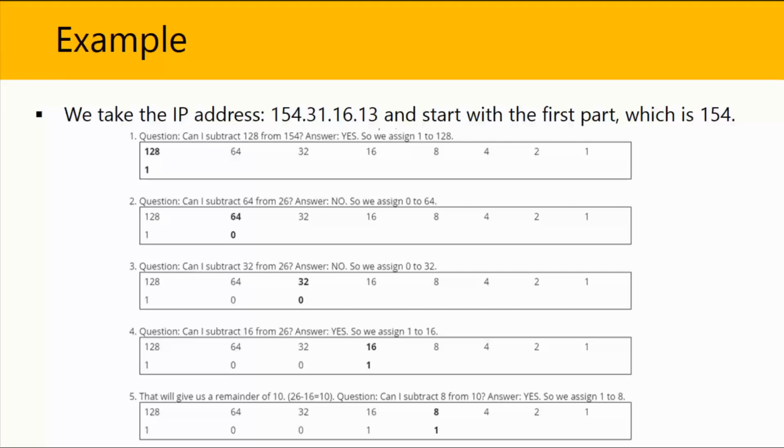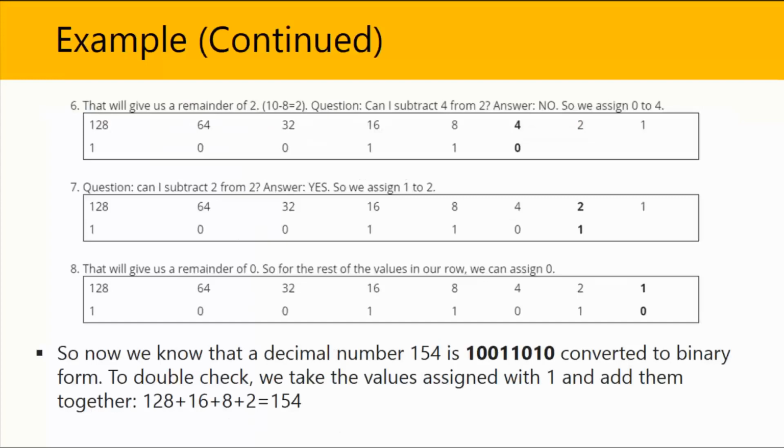For question 4, we ask, can I subtract 16 from 26? The answer is yes. So we assign 1 to 16. That gives us a remainder of 10, as 26 minus 16 is equal to 10. Next you should ask, can I subtract 8 from 10? The answer is yes. So we assign 1 to 8. Further, for step 6, we have a remainder of 2, as 10 minus 8 is equal to 2. So you ask the question, can I subtract 4 from 2? The answer is no. So we assign 0 to 4.